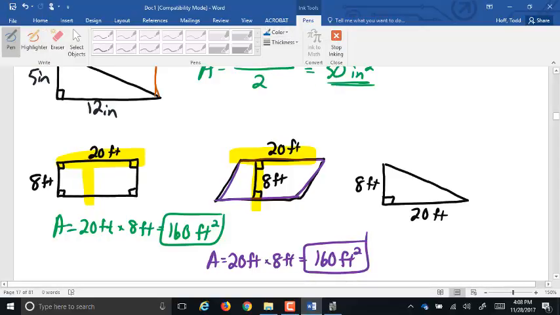The difference comes in this third one, even though it's related, that area is going to be 20 feet times 8 feet as well, but it's going to be divided by 2 because it's a triangle. It's only half of that related rectangle. So that's going to be 80 square feet.